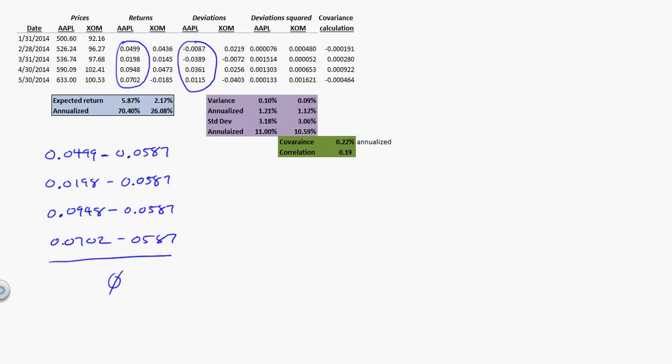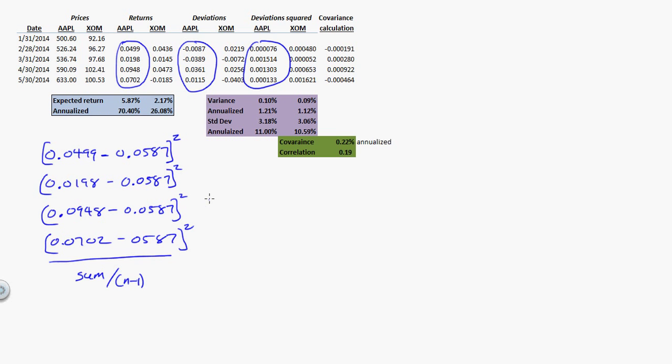So how do I get rid of that 0? Well, what I want to do is I square this. I could do the absolute value and it would always make it positive, but if I square it, that would make it positive as well. So squaring that gives me all positive numbers, and this is going to be my deviation squared. This is going to be this column right there. Then I can sum that up and divide by n minus 1.